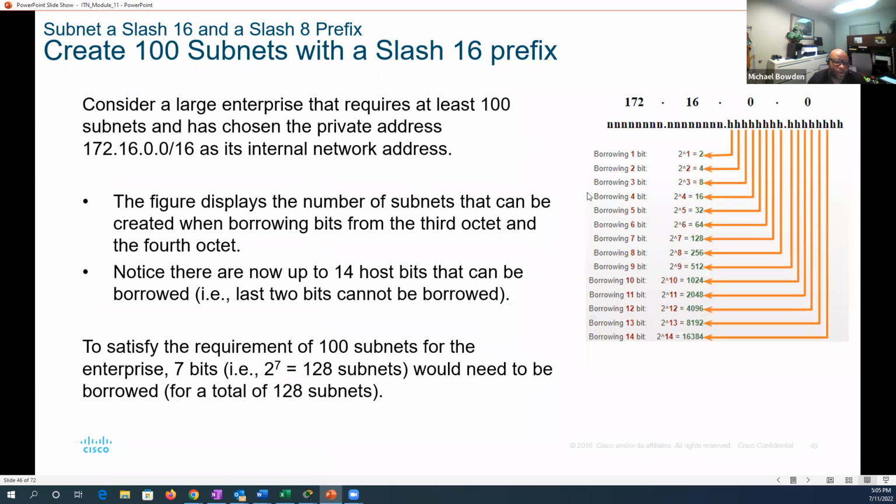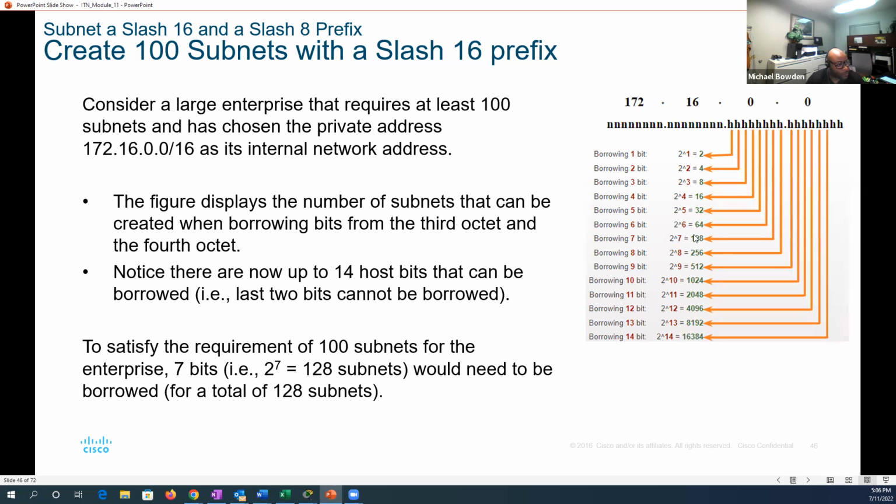So here's showing where they're creating 100 subnets using the /16. Using that /16, 100 subnets, you see here they go and show how many bits they had to borrow. For 100 subnets, remember now we're calculating from right to left. You see 7 bits, that's going to give us 128 subnets. So we can fit 100 subnets here.